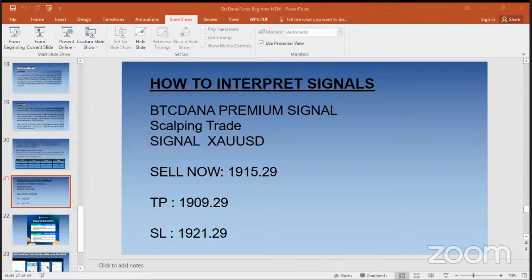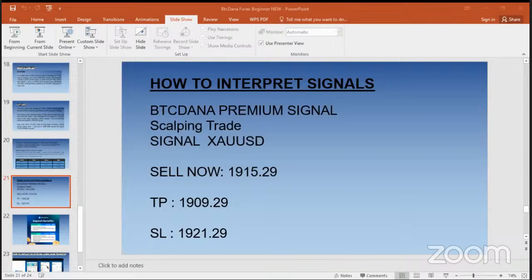Anywhere you see XAU USD is gold. Okay. Don't worry, I'll show you how you can get this XAU USD on the chart. But for now, let's finish learning this. So the signal is saying sell. It says sell now. Okay. So when you see sell now, it means execute the market instantly. Go and sell XAU USD instantly.